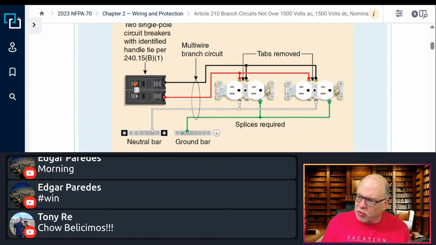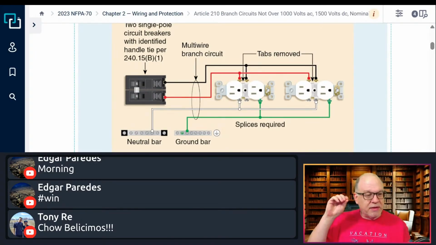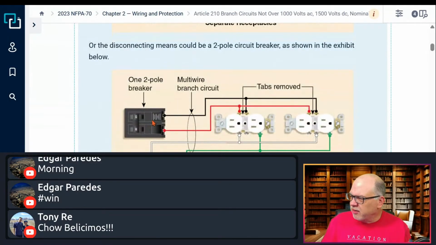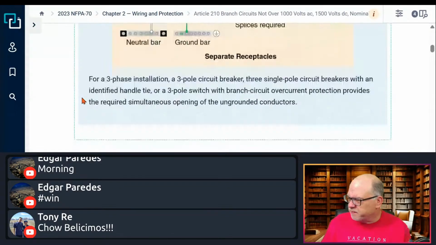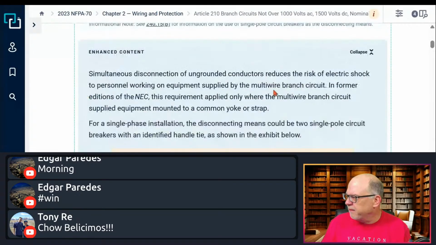And so this was 2 single poles with an identified handle tie. It might be a clip that goes between them, or a clip that clips over top of them that makes them act as one, but these could be 2 single pole breakers, perfectly fine. Or down here, you see a 2-pole breaker, which is designed to be a simultaneous disconnect on its own. Same setup, same circuit, okay? Different receptacles, and actually 2 separate circuits on each one of these receptacles, okay? Very convenient.